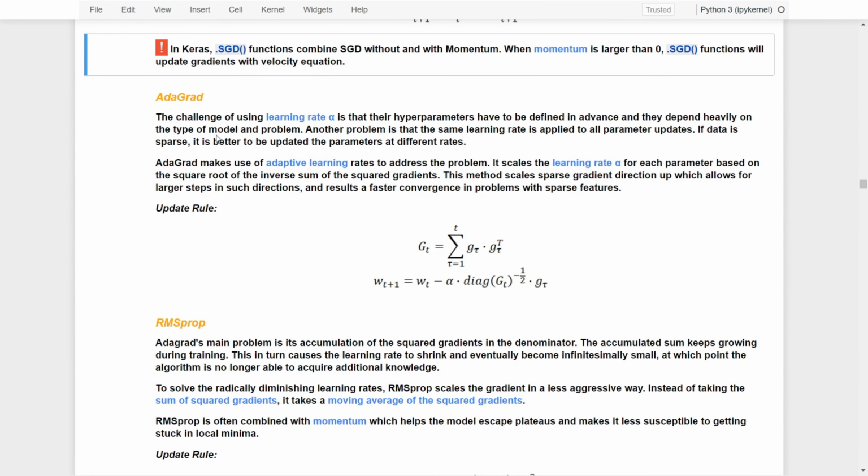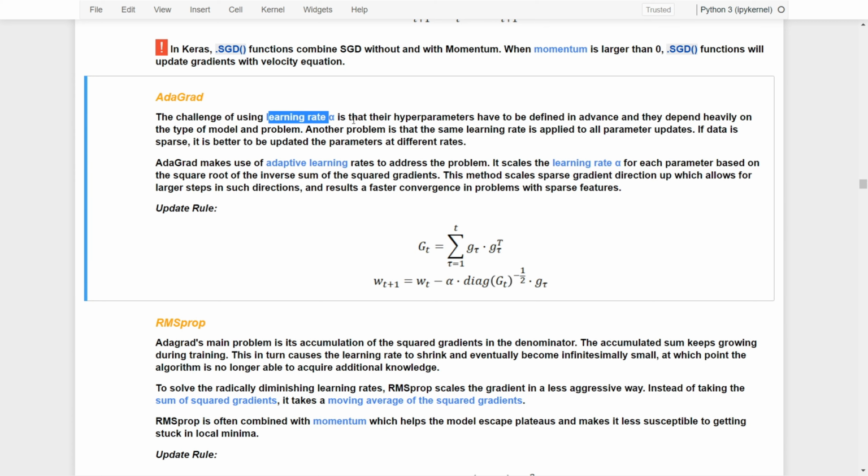There are two challenges when we are applying the SGD function. The challenges mainly come from the learning rate. First of all, the learning rate has to be set in advance, and it depends heavily on the type of model and also the problem. Another problem is that the same learning rate is applied throughout the entire training. In that case, if the data is sparse, it's better to update the parameters at different rates.